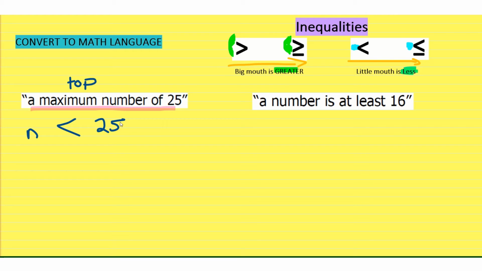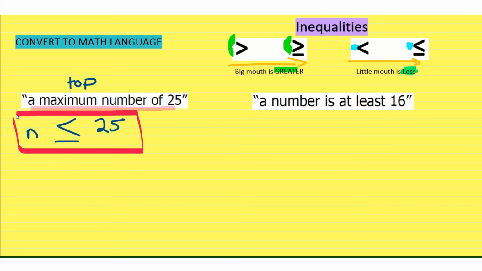Now, it says max number of 25, which means my number can be 25. It can be less than 25, all the way up to 25, and equal to 25. So my number can be less than 25 or it can be equal to 25. That is the conversion of our English expression into math language.